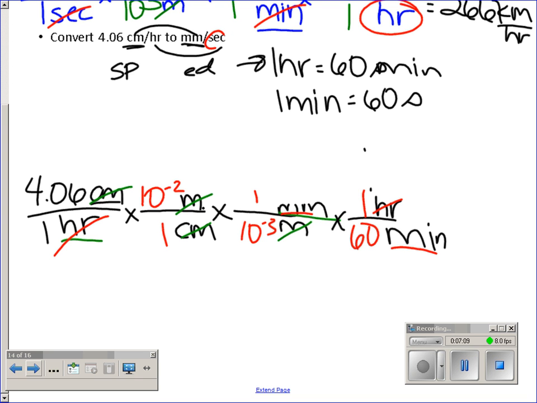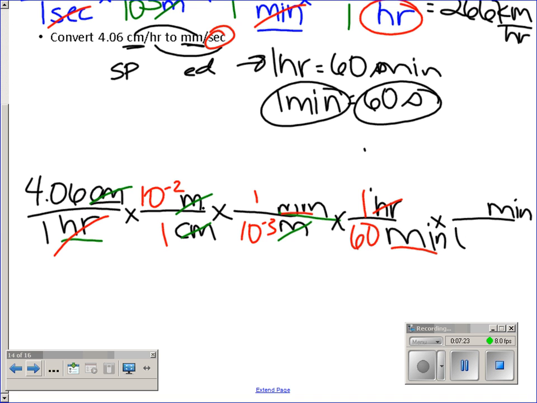But my question asks for millimeters per second. So I need to convert between minutes and seconds. If minutes is on the bottom, it has to go on the top. If minutes is here, then the other piece has to be 60 seconds. 1 minute for 60 seconds. Minutes cancel. I'm left in millimeters per second. So at this point I can solve.